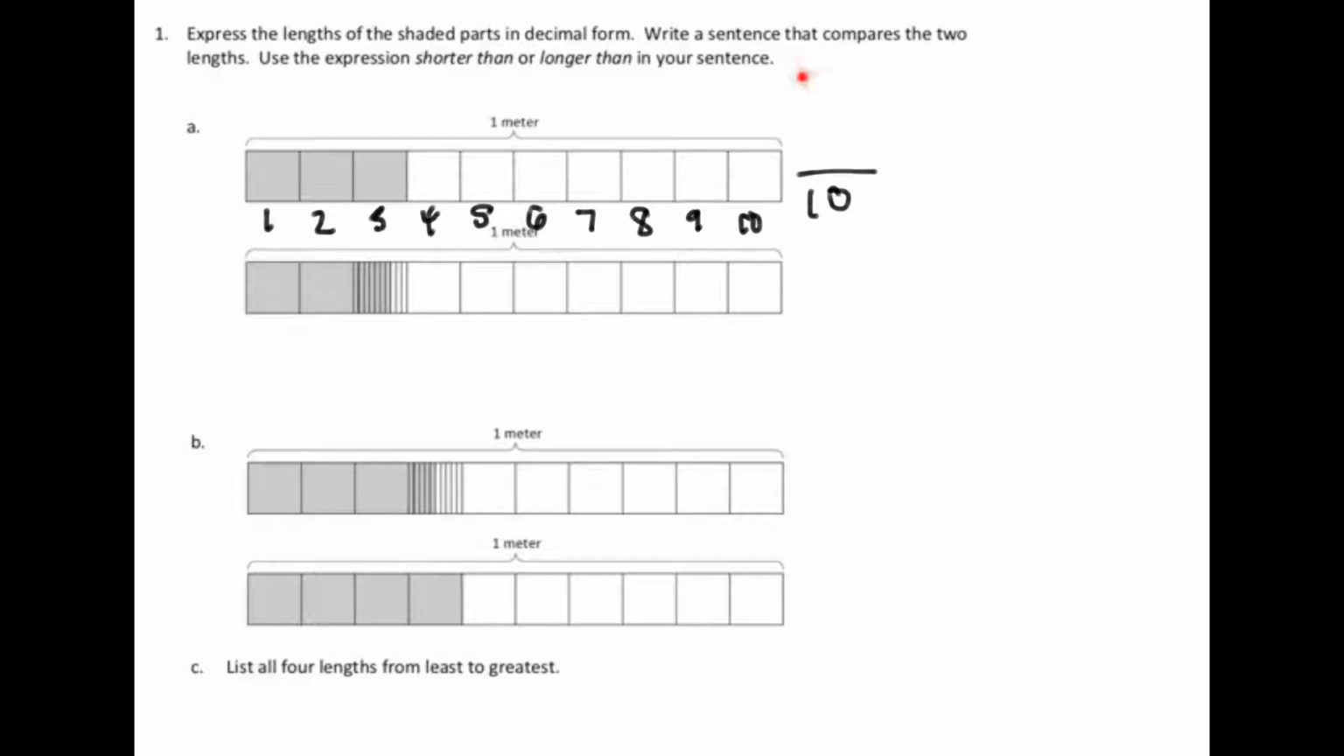Alright, the top number, the numerator, refers to how many boxes are shaded in. So if we count the boxes that are shaded in, it is 3. So our numerator is 3. We need to turn this into decimal form. And the way this looks is like this, okay?